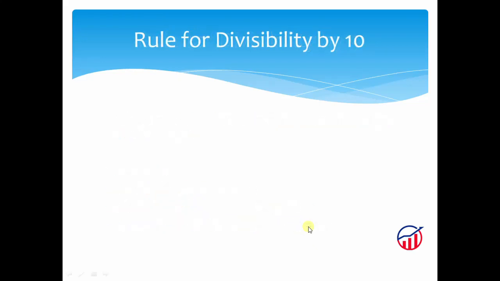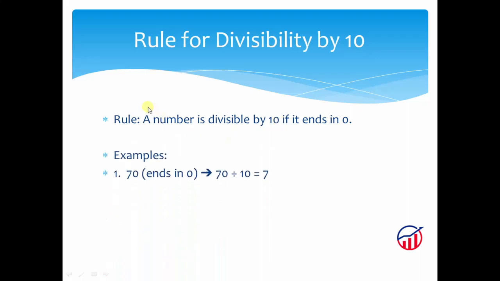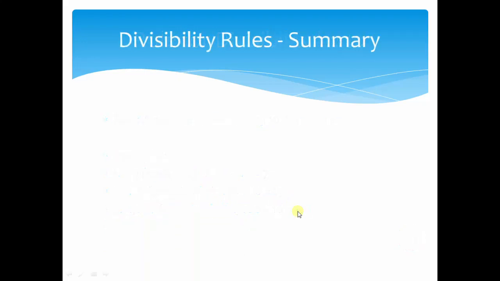Then the rule of divisibility by 10, the last of the digits from series 1 to 10. A number is divisible by 10 if it ends with a 0. So this is one of the easiest ones. You can see 70 ends with 0, hence divisible by 10. 130 ends with 0, so hence divisible by 10. And 1000 ends with 0, hence it is also divisible by 10.